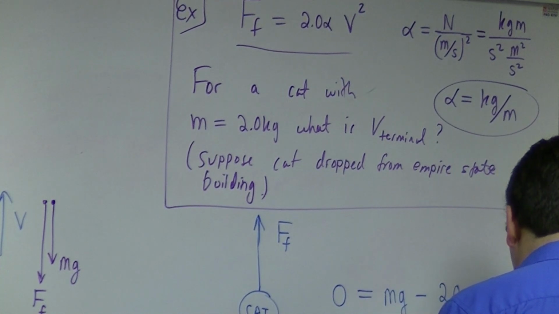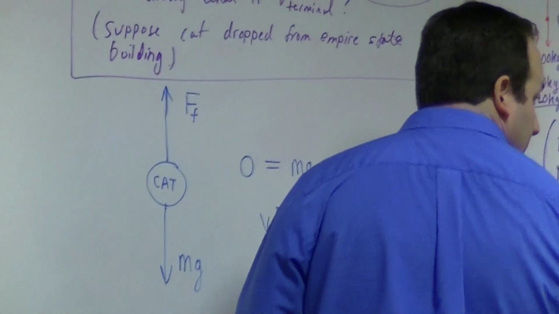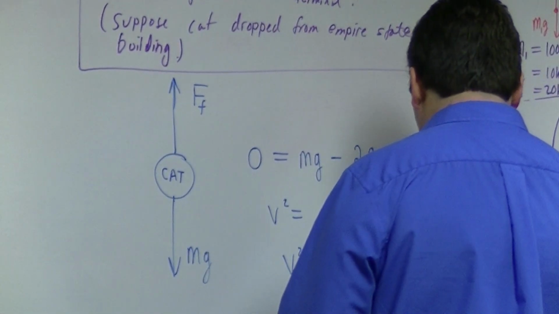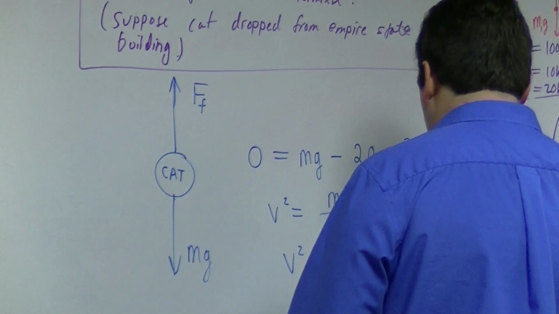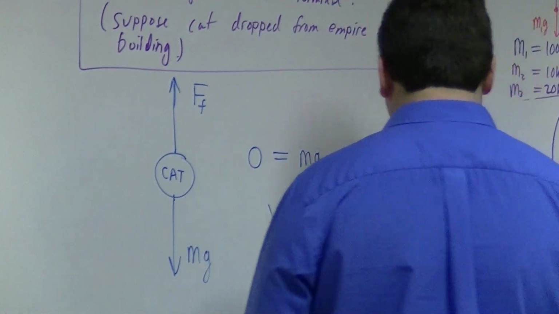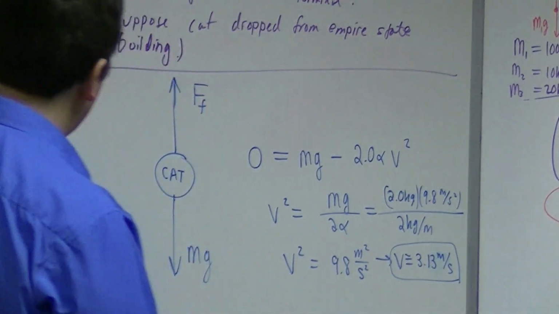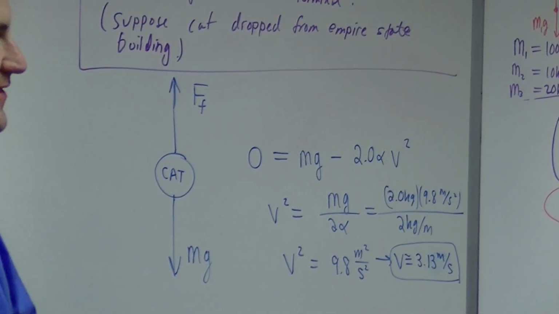So what do you got? 3.13 meters per second is the terminal velocity. This isn't a happy example, but I think the cat will survive that. That's why cats can survive such long falls, as they do. Yeah, I don't know. I just made up that alpha. This isn't really a physically reasonable example.